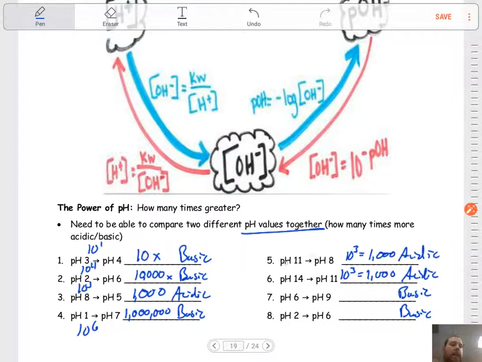So if we're going from a higher pH to a lower pH, it's acidic. If we're going from a lower pH to a higher pH, it's basic. All right, so this is 10 to the third again, but it's the opposite. It's going to be 1,000 times more basic. And this is 10 to the fourth, which equals 10,000. All right, so up until this point, we have done all the types of calculations.